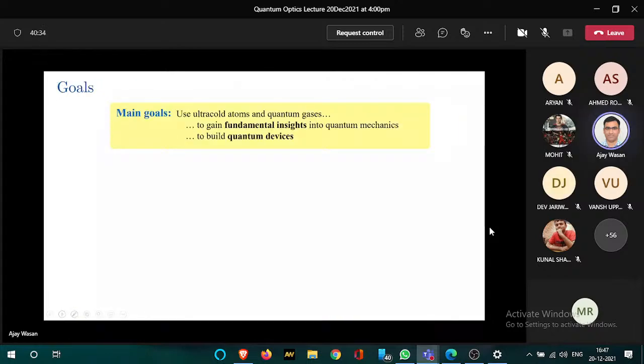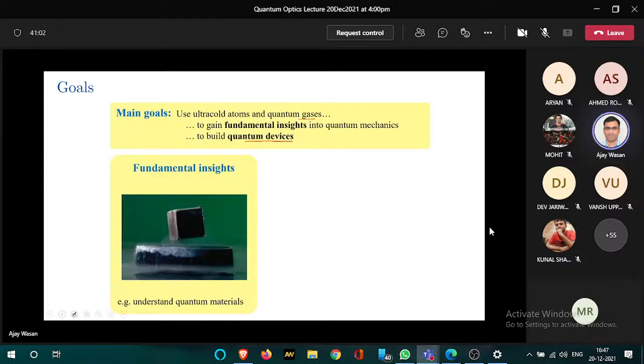Okay. So what is the goal? I'm showing here the main goal: use ultra cold atoms and quantum gases. Quantum gases means BEC. To gain fundamental insight into quantum mechanics, to build quantum devices. So fundamental insights to understand quantum material.